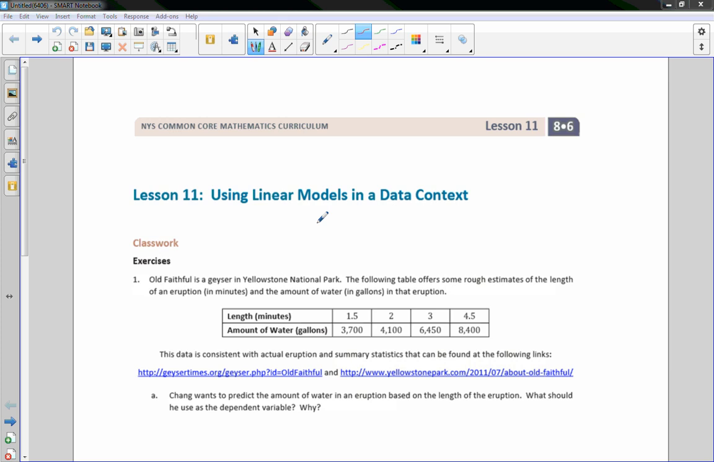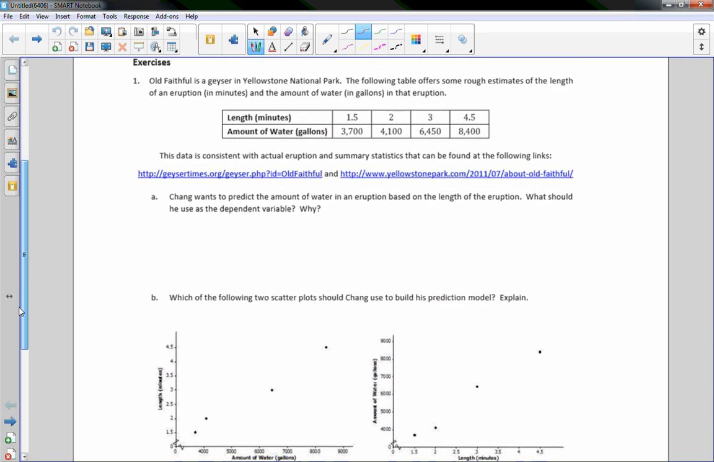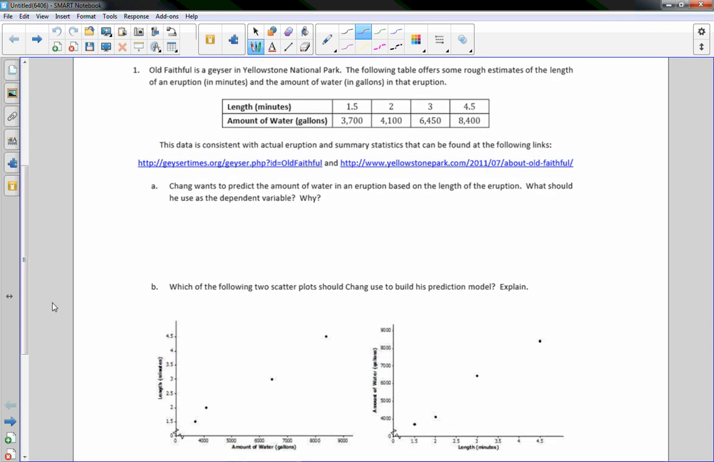This is Lesson 11, using linear models in a data context. Okay, this is Exercise 1. Old Faithful is a geyser in Yellowstone National Park. The following table offers some rough estimates of the length of an eruption in minutes and the amount of water in gallons in that eruption. The data is consistent with actual eruption and summary statistics that can be found at the following lengths.